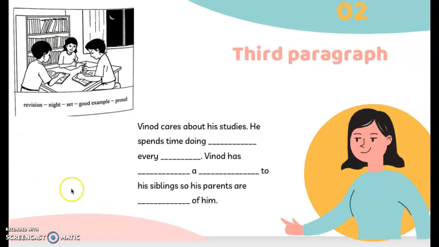And the last paragraph, Vinod cares about his studies. He spends time doing revision every night. Vinod has set a good example to his siblings, so his parents are proud of him. So basically that is all for the second task.